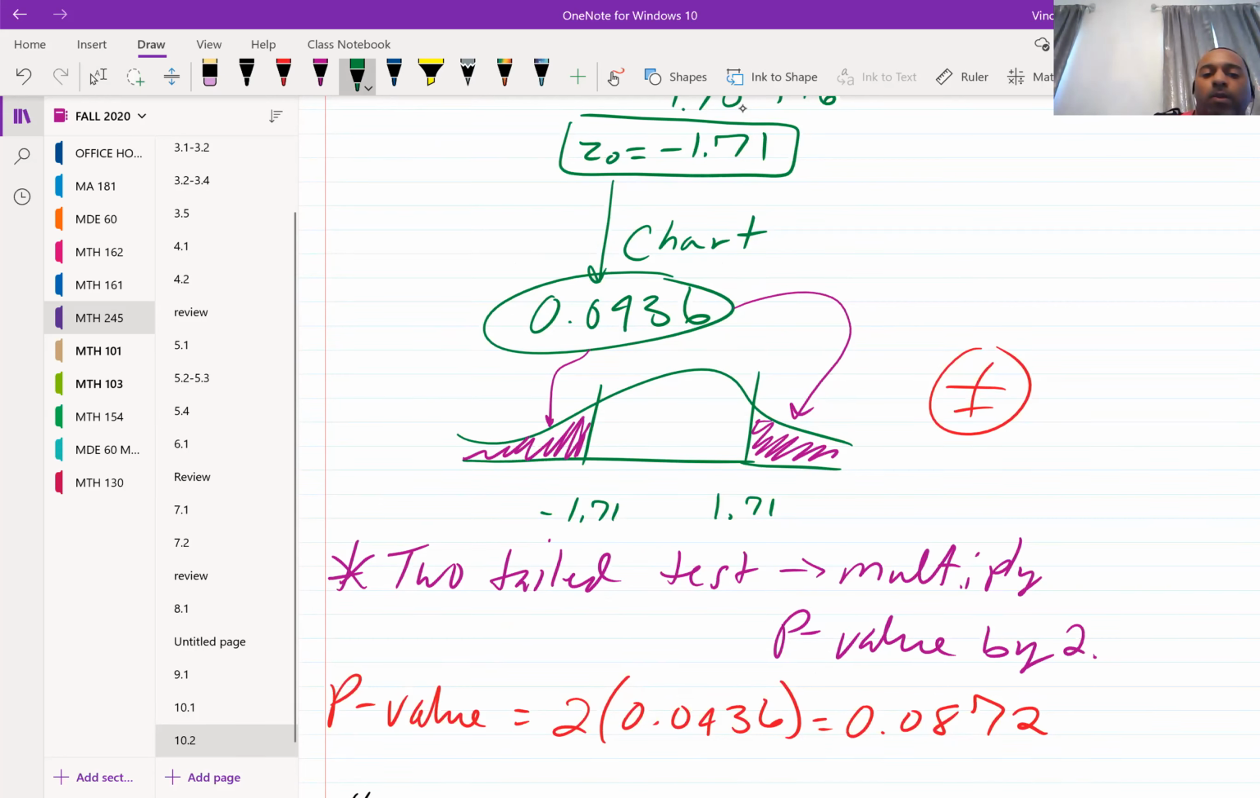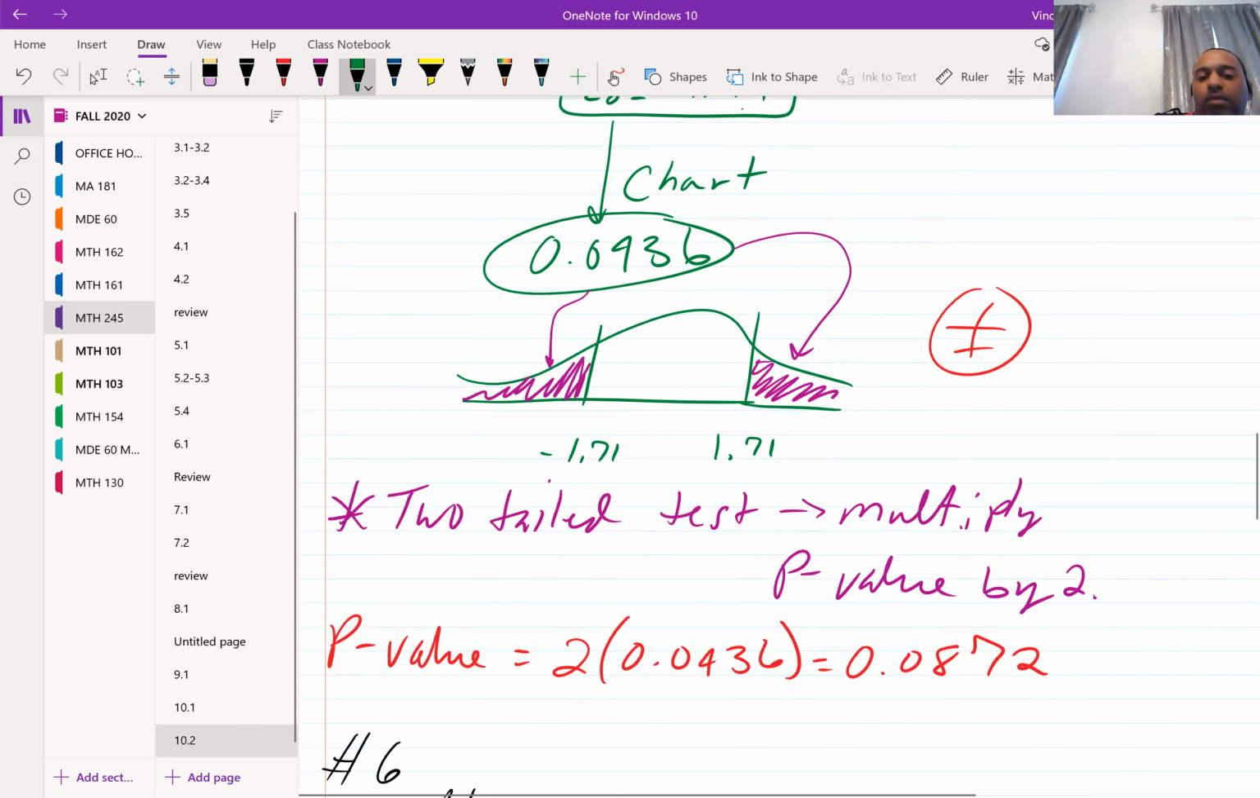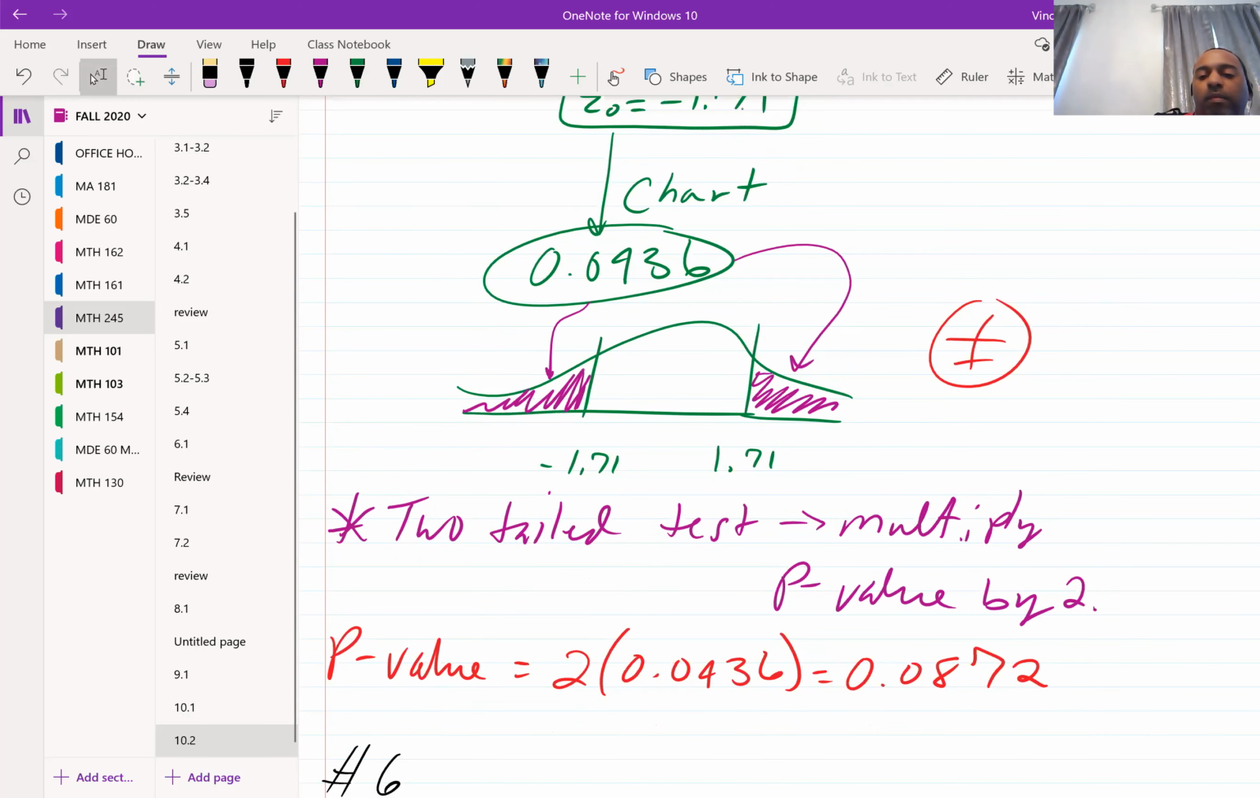So notice what I say here in the purple. Two-tailed test, you multiply the p-value by 2. Now, if it was a left-tailed test, then we just took that value of right-tailed. Same thing, but we multiply the p-value by 2 for a two-tailed test.